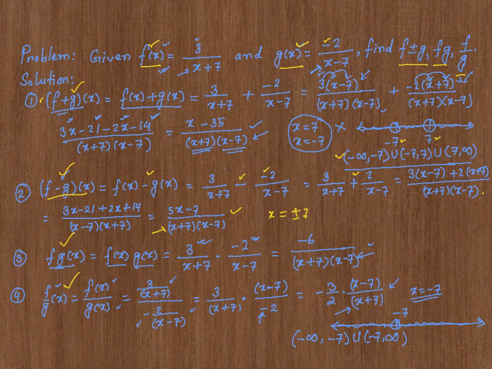In this particular example, none of these are actually the same as the domain of the original ones. So we have new domains for each of these operations: addition, subtraction, multiplication, and division. I hope that this discussion was helpful.